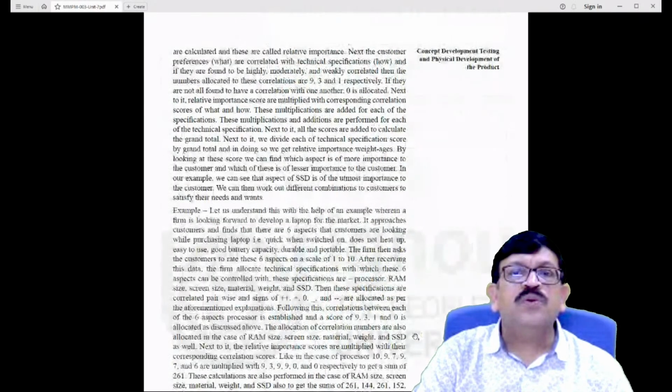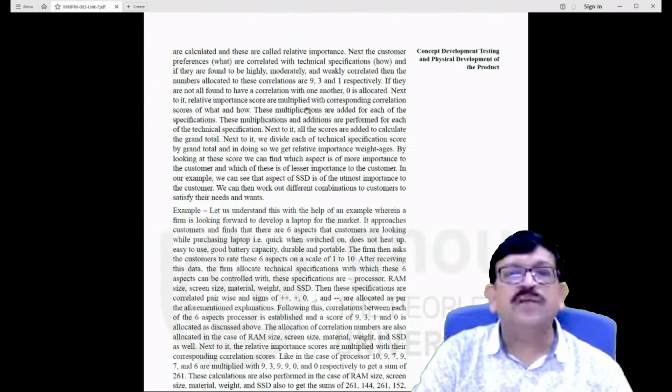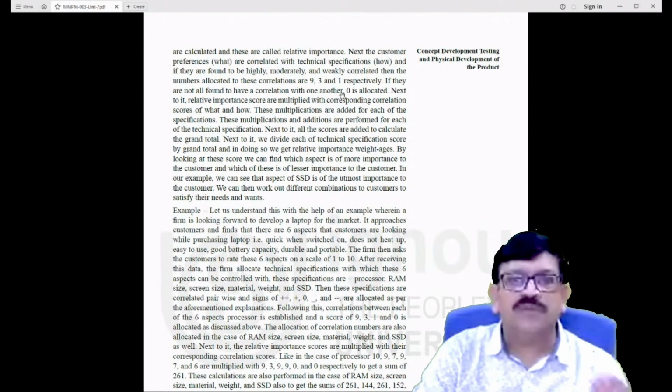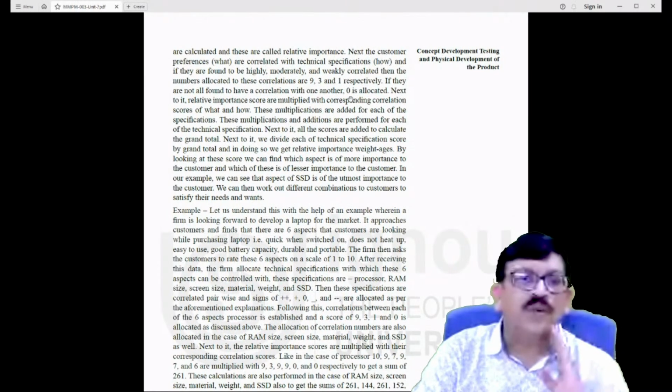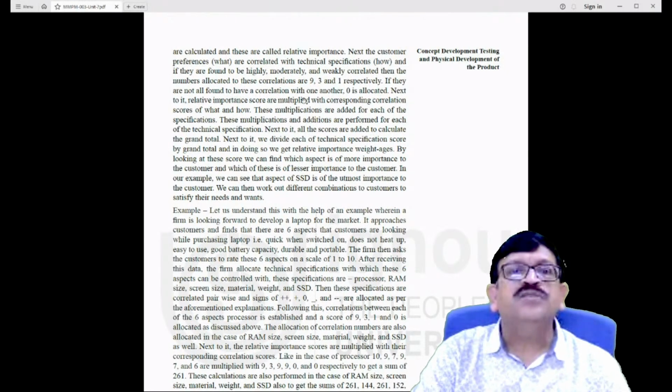Then we get into the preferences, in terms of the allocation that people give, whether the preferences are high, low, or moderate, which could be 9, 3, 1. And those that don't have any correlation may be allocated 0. Based on this, you multiply the correlation scores, with the additions, with the number of preferences here.